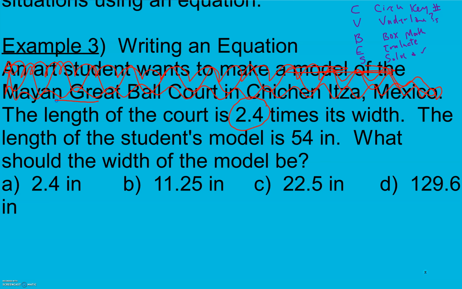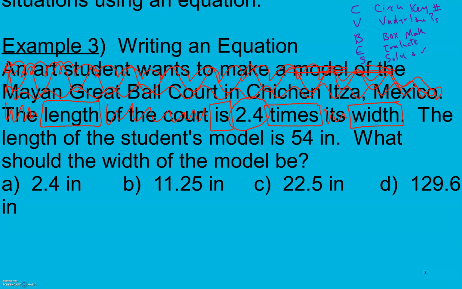So length is a math word. Is is a math word. We just talked about that. That means equals. Times means multiply. And width is a math word. Sometimes of can be, but here it's just part of a preposition. It's telling us more about the length, not anything about math. So we have everything important here. We have length is 2.4 times width.